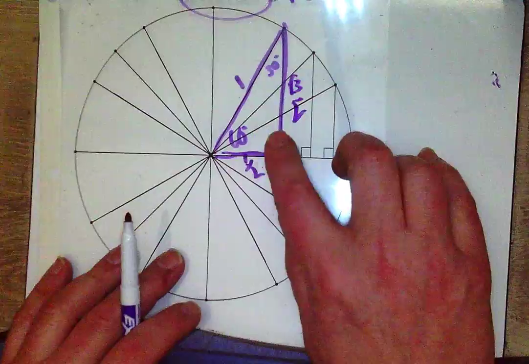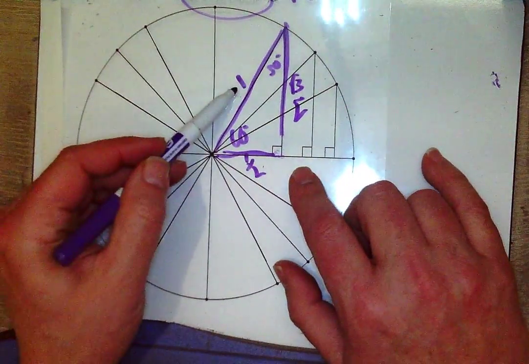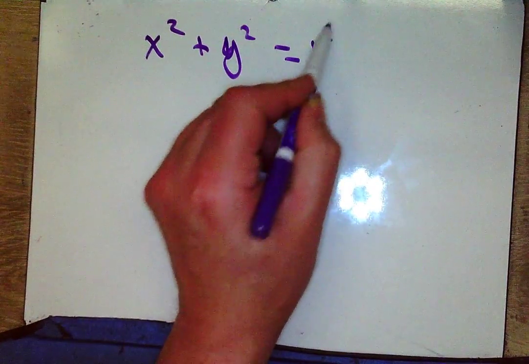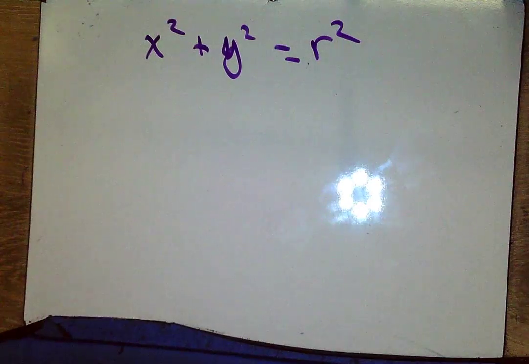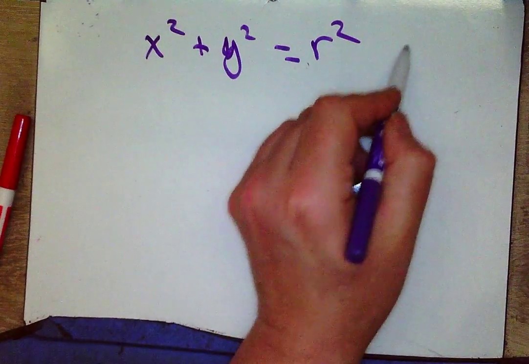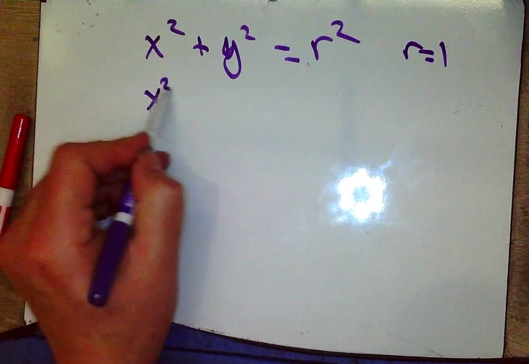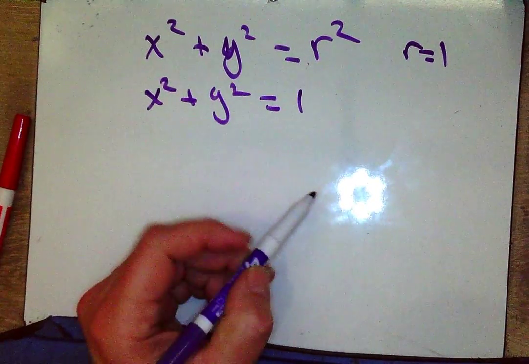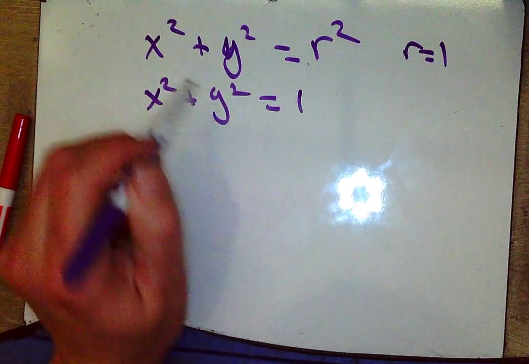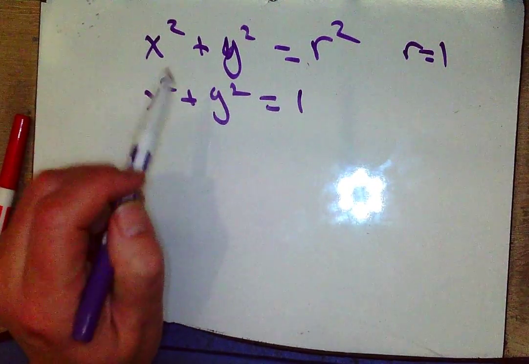Now, where did those values come from? How did we know that this is twice this? Well, we could come over to the Pythagorean theorem and say, we know the equation of a circle, x squared plus y squared equals r squared. And we know in the unit circle that radius always equals 1. So x squared plus y squared equals 1. Fabulous. That's our unit circle, center at the origin.